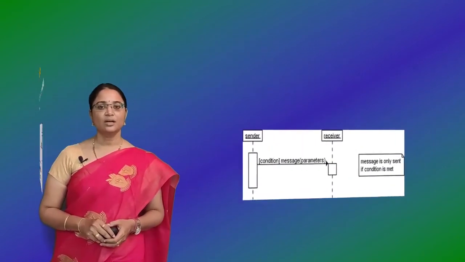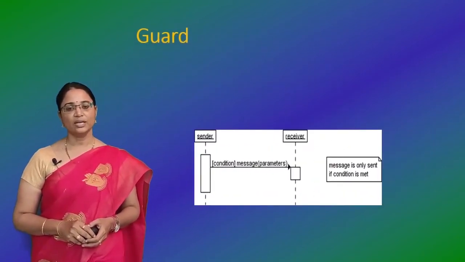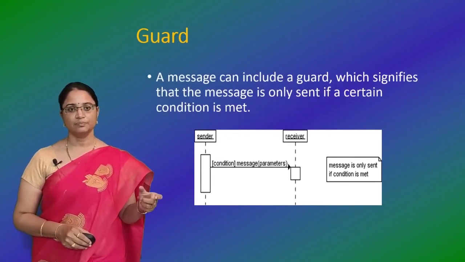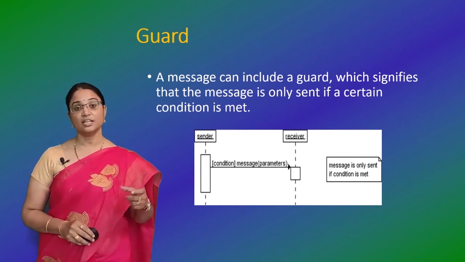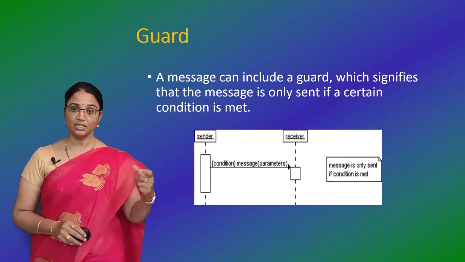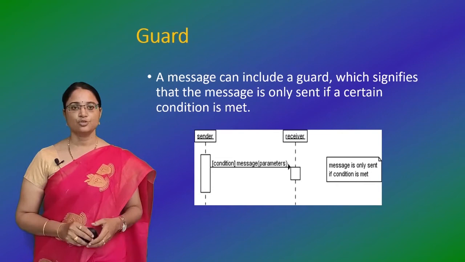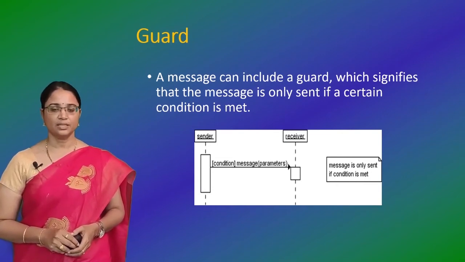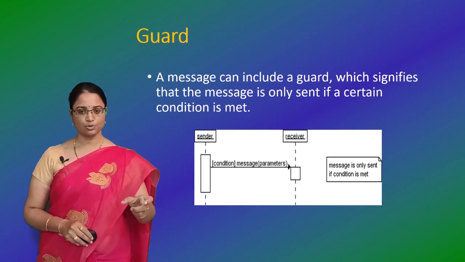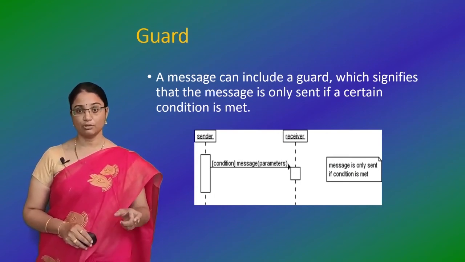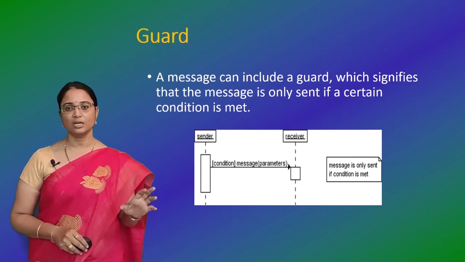Next, coming to the guard. A message can include a guard. Guard is nothing but a condition, which signifies that the message is only sent if a certain condition is met. If we meet that condition, the message will be sent. So if you want to indicate such a type, then you can go for the guard conditions. It's just like an if condition. If you meet so and so, then print this statement. If you want to tell such types of conditions, then you can go for the guard.